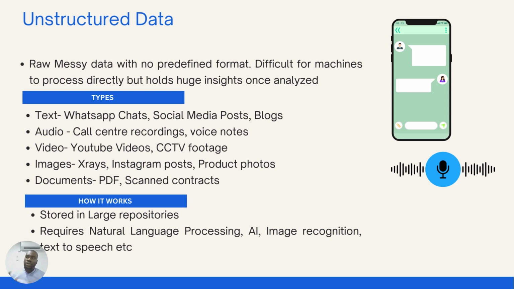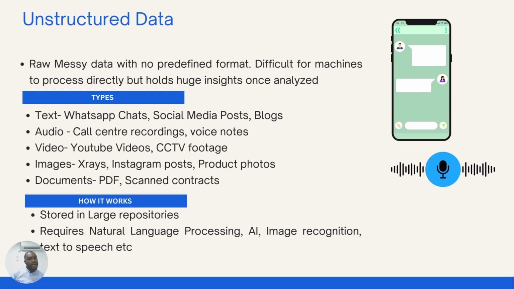And how does it work? It's stored in large repositories, called repos, right? And it requires things like AI, image recognition, and text to speech to get a grasp of. For example, WhatsApp chats. It's not straightforwardly easy to pick WhatsApp chats at a go and understand everything that happens. But if you go to your WhatsApp, you can download all your messages, and it comes in something like a text format. That text format is a mumbo jumbo of replies, senders, this person sent, this person replied. So it's not making any sense.